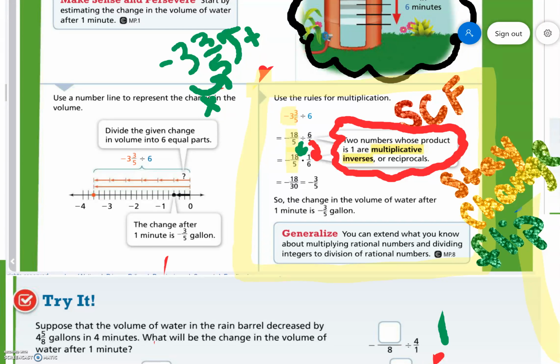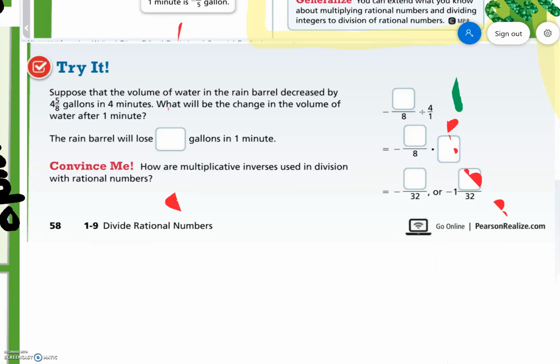Multiplicative inverses or reciprocals. So like we learned when we were multiplying rational numbers, 2 lessons ago, multiply straight across. -18 times 1 is -18. 5 times 6 is 30. And we reduce by 6 to get -3/5. So the change in the volume of water after 1 minute is -3/5 gallons. Let's try it.